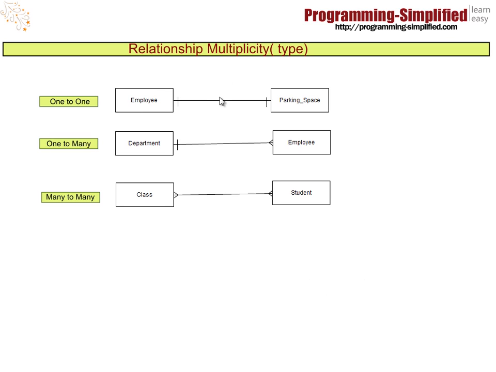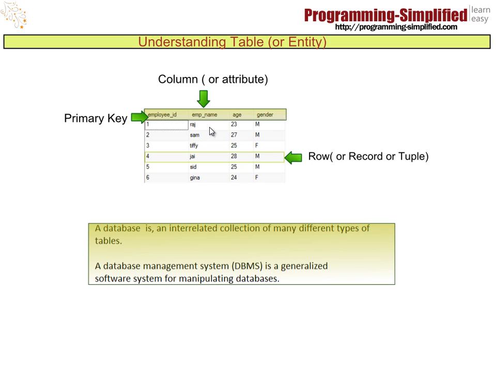case. Now the second aspect of a relationship is the multiplicity or type of a relationship. Now type or multiplicity signifies how many entity instances are involved in a relationship. So what exactly are the entity instances? As mentioned in the first diagram, a table or an entity comprises individual rows or tuples. Each individual tuple is an entity instance.